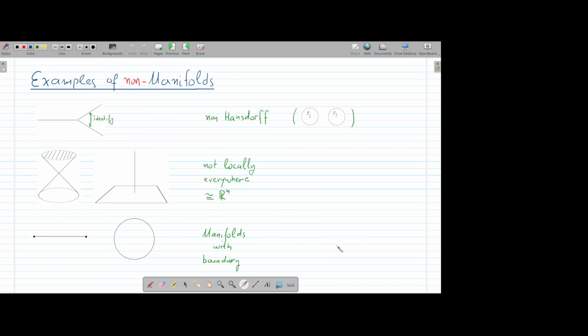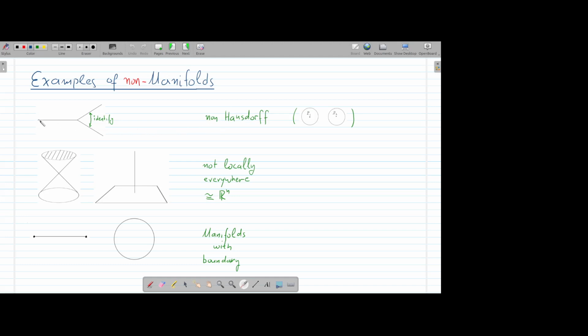Here are examples of spaces that are not manifold. It is worth mentioning this example here because it is not a manifold at a much lower level than the differential structure or the local equivalence to Rn. So this is a so-called non-Hausdorff space, and that is why it is not a manifold.